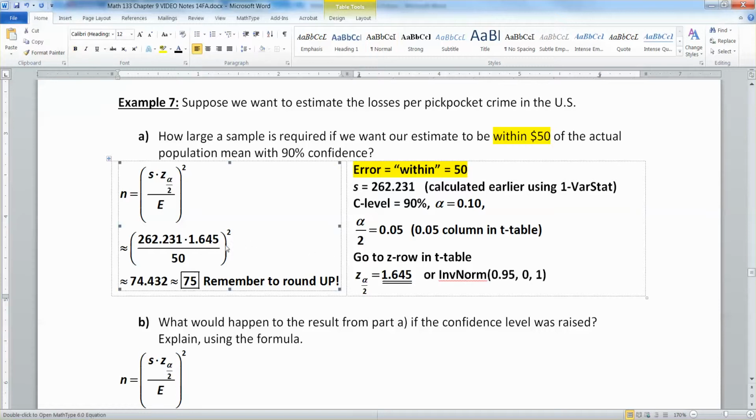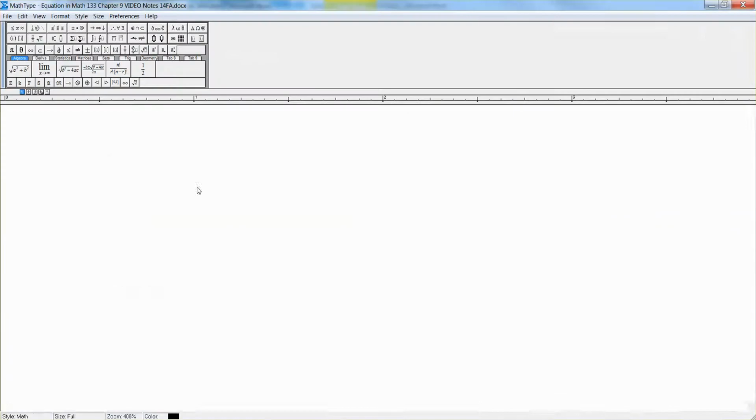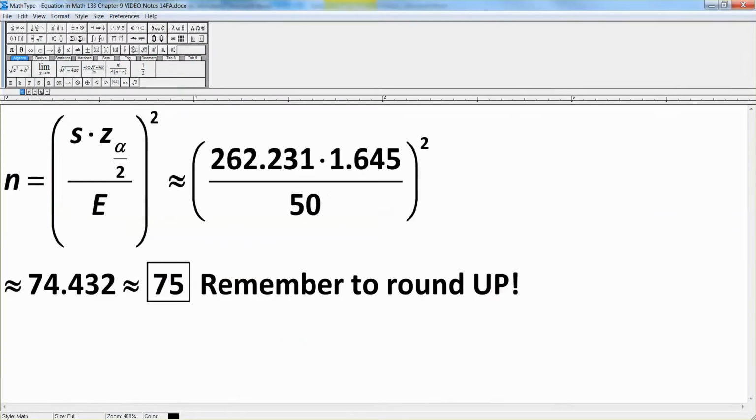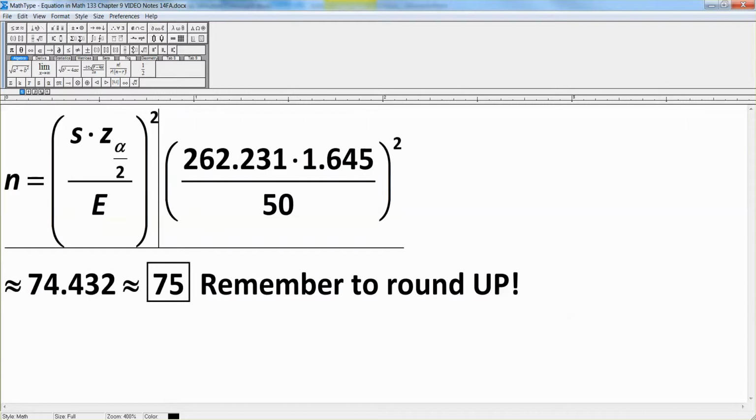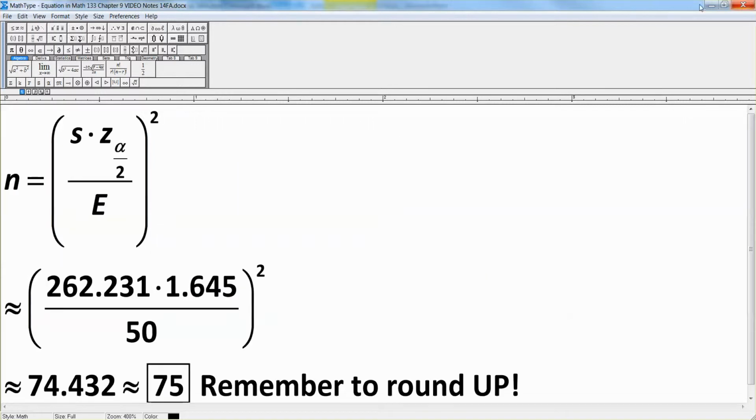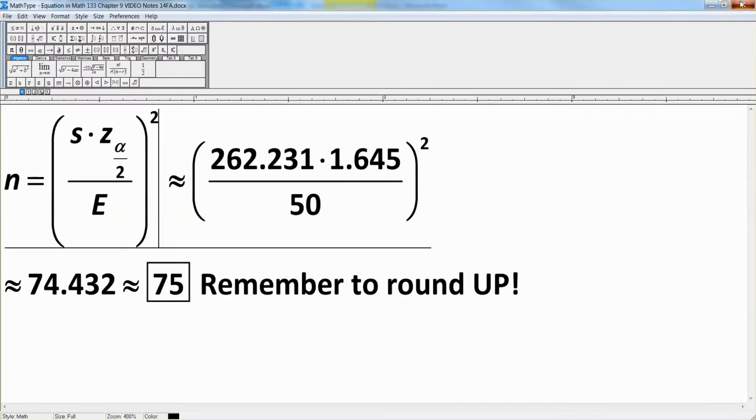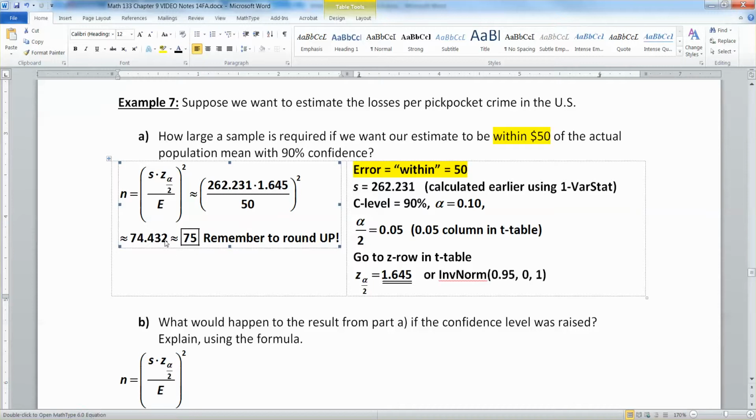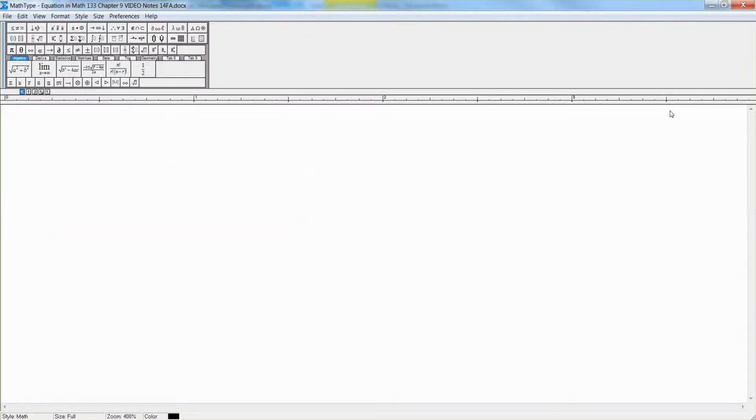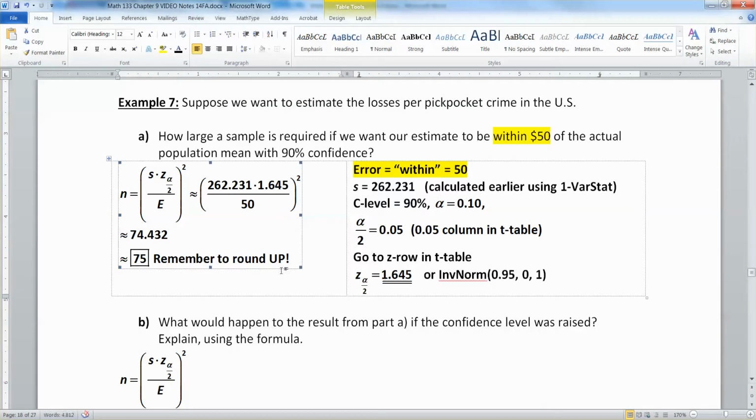All right, then you substitute in your values. And then I got it to be 74, and then I rounded that up to 75. Always have to round up.